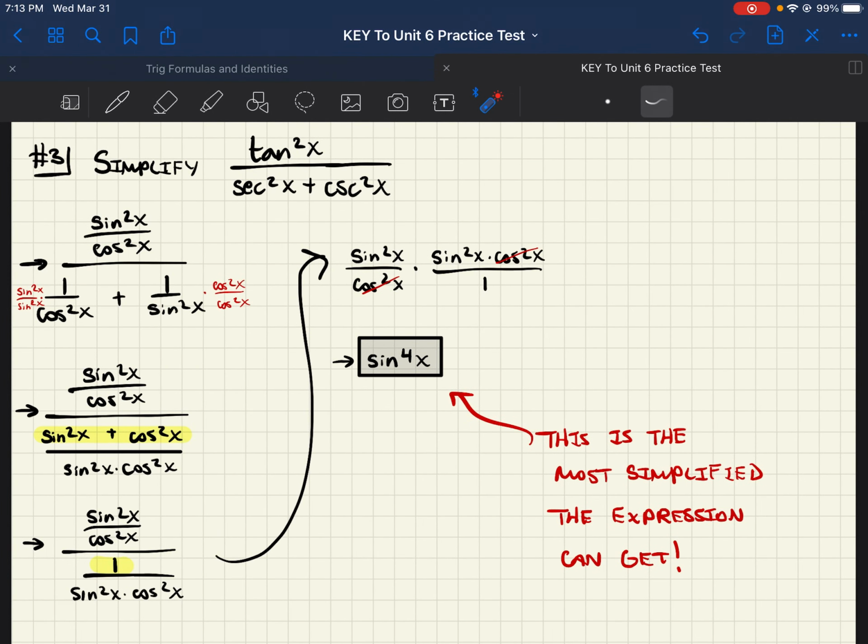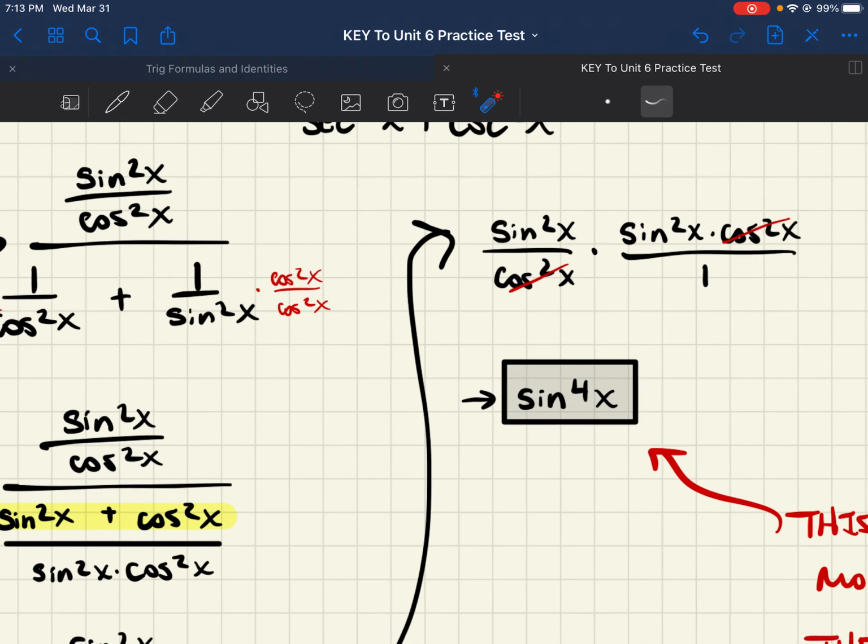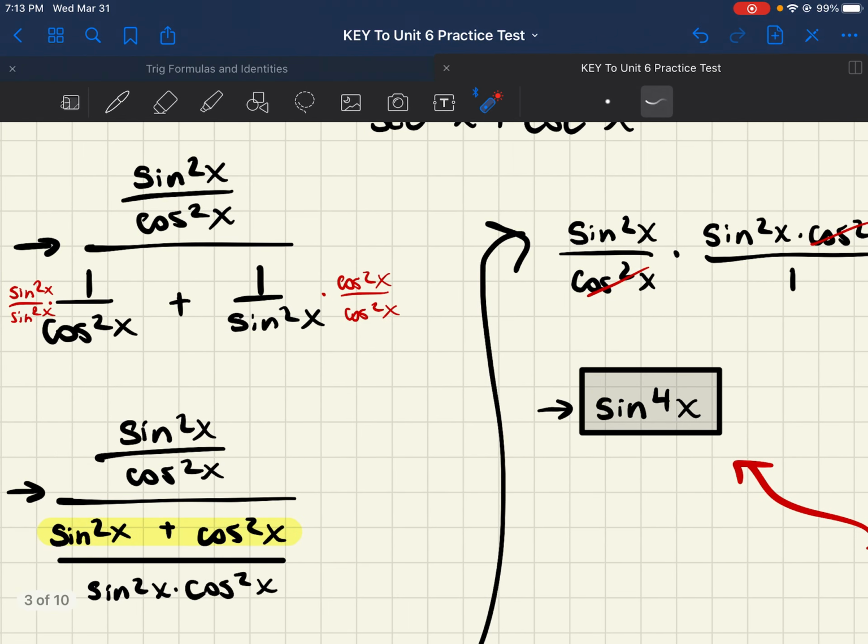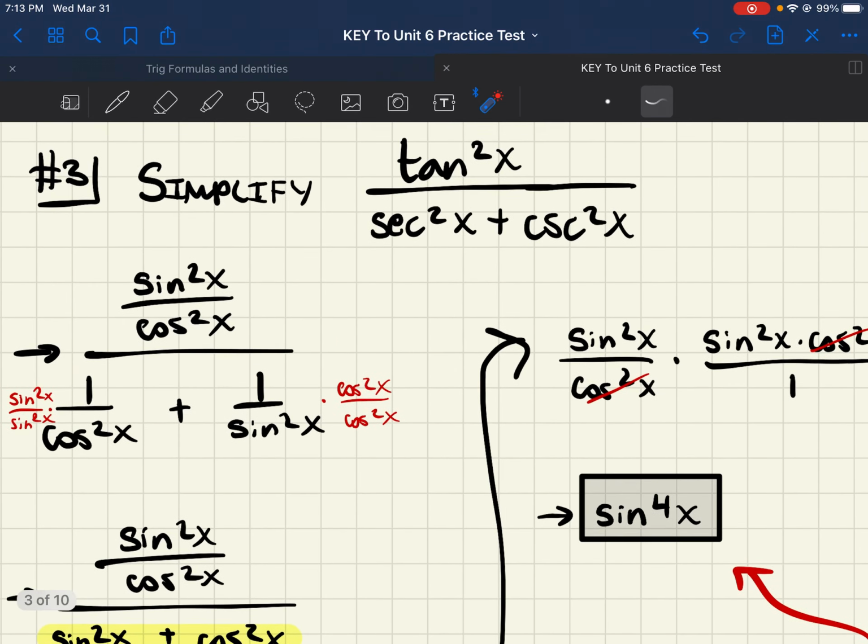In problem number 3, we want to simplify tangent squared divided by secant squared plus cosecant squared. And looking at the problem initially, I don't see any identities that we can really take advantage of. So the first step, when you can't really use any identities, is usually to decompose into sines and cosines. So that's what we did here. Tangent squared of x is sine squared of x divided by cosine squared of x. Secant squared of x is 1 over cosine squared of x. And cosecant squared of x is 1 over sine squared of x.